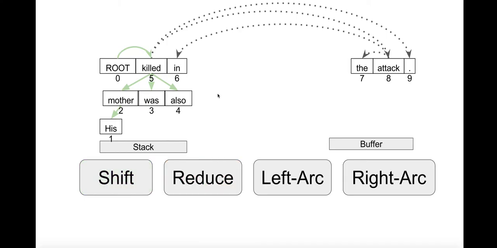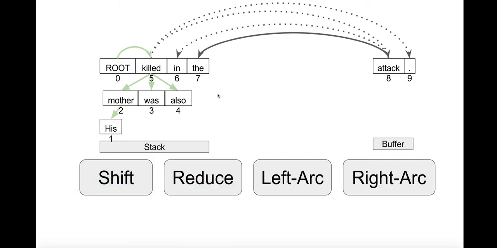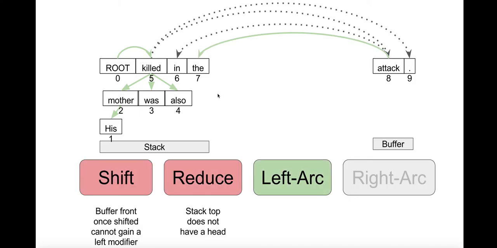So we shift the token in and observe that we yet again cannot get a left arc or a right arc because it's not there, and we cannot reduce it because in this case the stack top does not have a head. Now we shift the token the, and we see that we have a dependency between stack top and buffer front. So now we give the reasoning that the stack top does not have a head in this case, so we cannot reduce, and the buffer front once shifted cannot gain a left modifier, so we cannot shift.